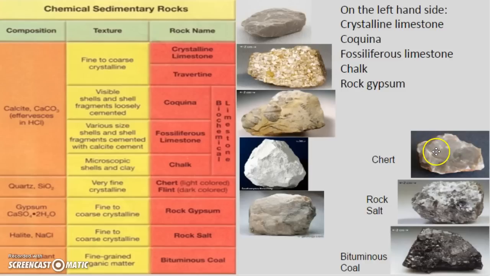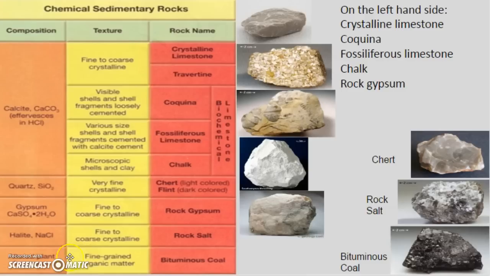Here we can look at chert. Chert happens to be silica-based, right? Pure quartz. It is also going to have the characteristics of quartz. It's going to have a hardness of 7, according to the Mohs hardness scale. Here we have rock salt. Rock salt is also a precipitate. Generally speaking, it's crystalline, just made up of halite, the mineral halite.